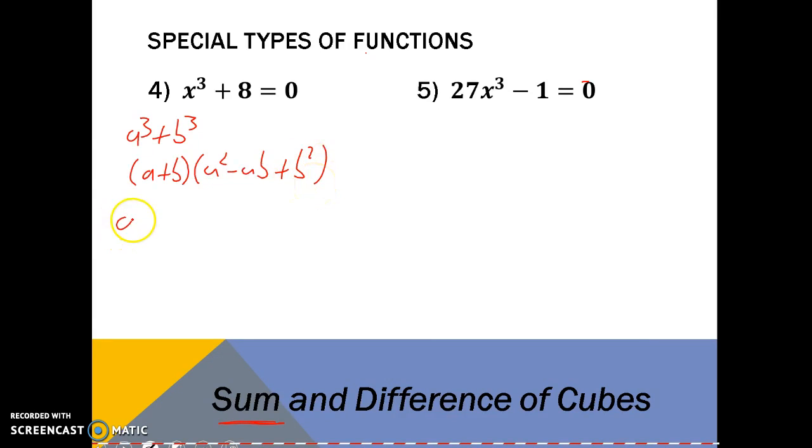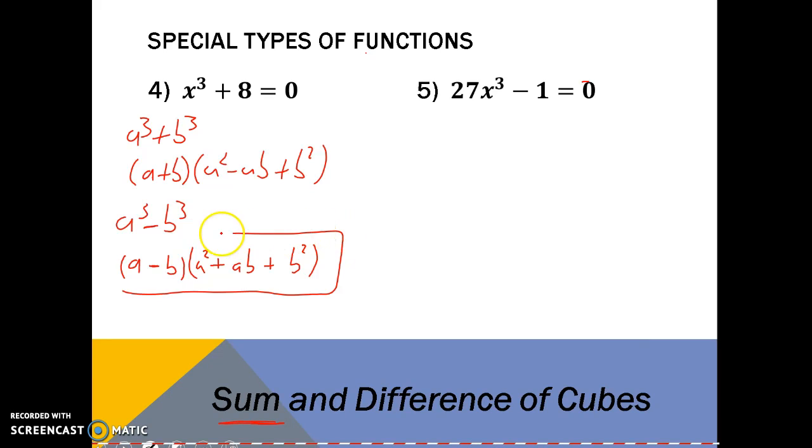Well, if I have the difference of two cubes, that's a cubed minus b cubed. Again, I'm going to get a small factor and a big factor, and everything's the same. A and b and a squared. This is b squared. This is a times b. The only thing that's different is if this is a minus sign here, so is this. And then these would both be plus signs. And so this is the formula that I'm going to use for this problem.